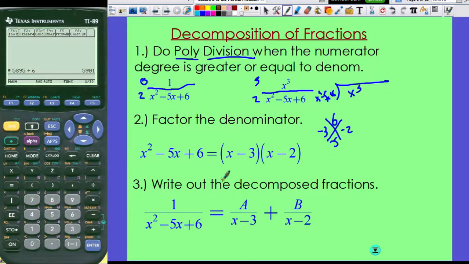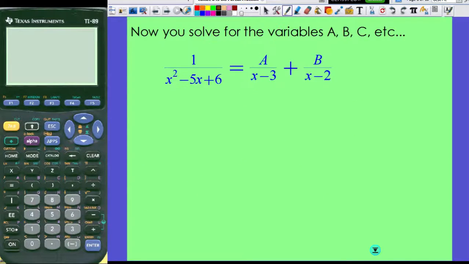All right, now I want to write out the decomposed fraction. So here's the format. Your original fraction is going to be equivalent to each of these factors having their own fraction, but we're going to put a constant on top, A plus B plus etc., all the way down the line. If you have multiple different terms, like if I had an x plus 4 for some reason, I would say C over x plus 4. But I do not have that, so I will not do that. Great. So now that I've decomposed, I have to figure out what A and B are, and that's my last step.